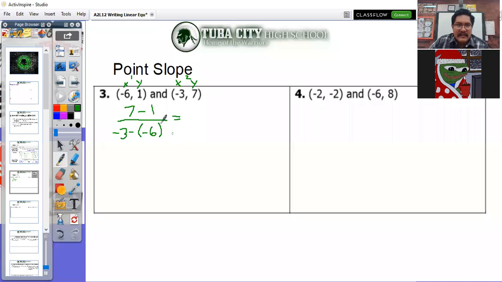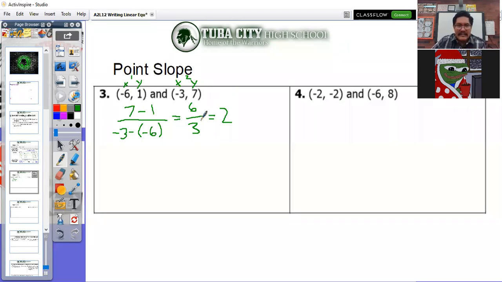And let's go ahead and calculate out our slope. So 7 minus 1 is 6, and -3, now again, this is a double negative, so it's going to be plus. -3 plus 6 is 3, which if you can divide it, divide it. If you can't, then simplify it. So in this case, I got 2. So my slope is 2.